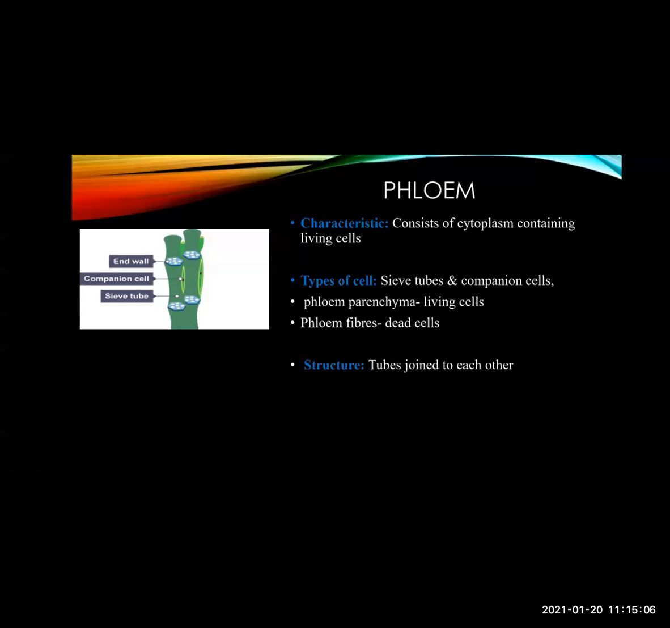Structure. The tubes are joined to each other and there is a sieve plate at the joint region. What is its function? The function of phloem is to conduct sugar and amino acids from the leaves to various parts of the body. Whatever products are formed after processes like respiration and photosynthesis are transported from one part of the plant to the other with the help of phloem.